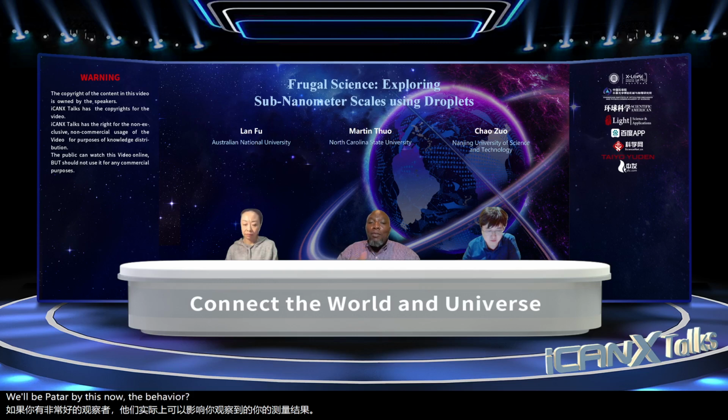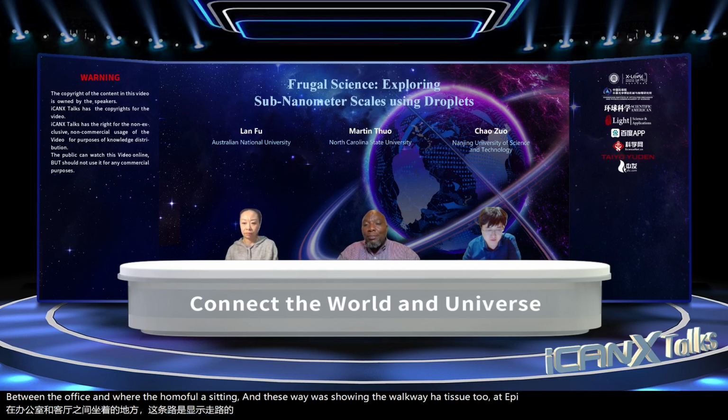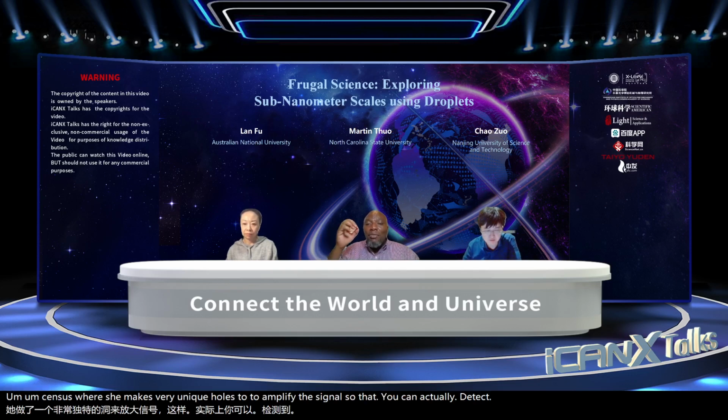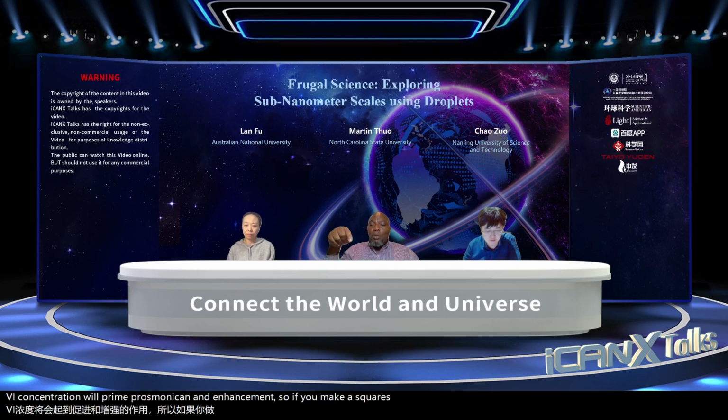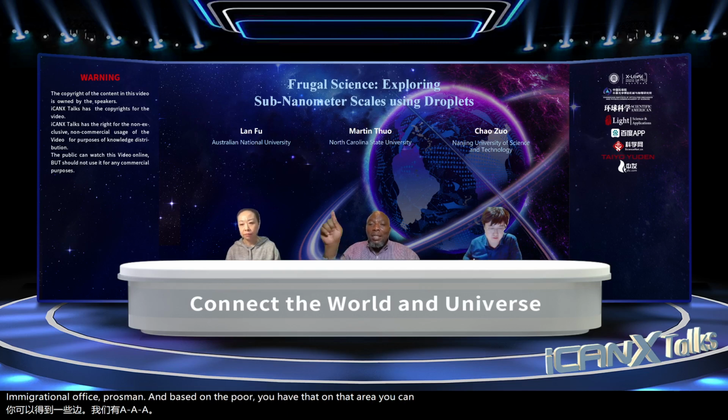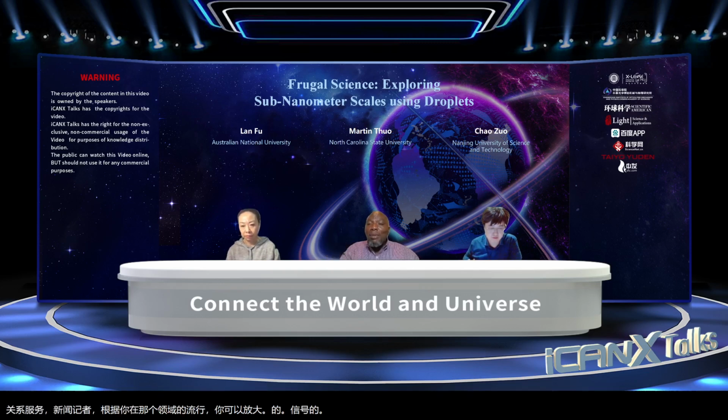Now, the behavior of all those chromophores is also dependent on the orientation and the distance between the surface and where the chromophore is sitting. And this is why I was showing the work by Hatice Altug at EPFL. She does these beautiful sensors where she makes very unique holes to amplify the signal so that you can detect very low concentrations through plasmonic enhancement. If you make squares on gold, you can get edges where you have an accumulation of surface plasmons, and based on the probe you have there in that area, it can amplify the signal that is coming from the binding event.